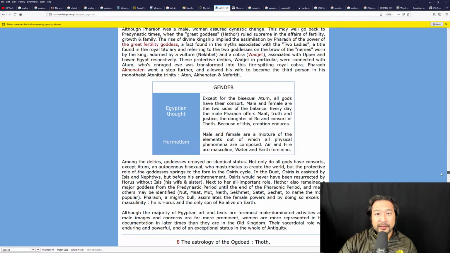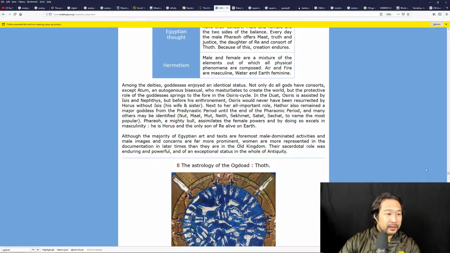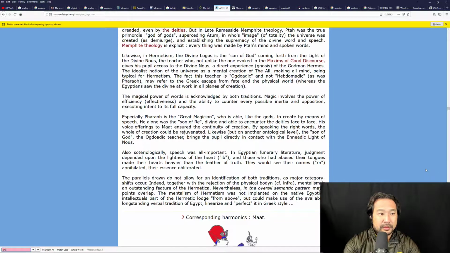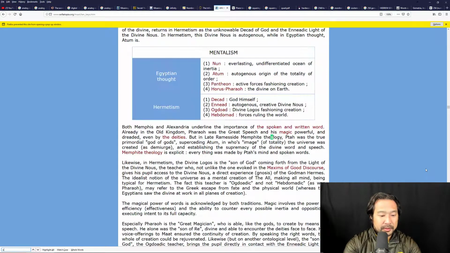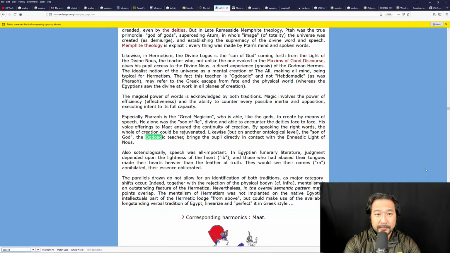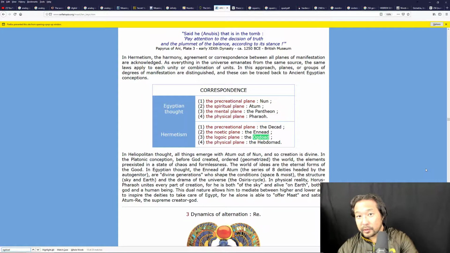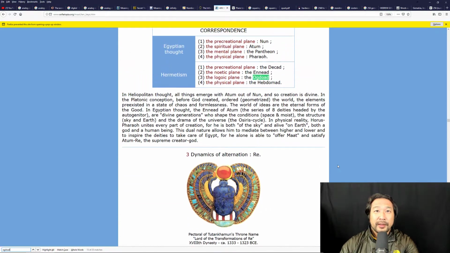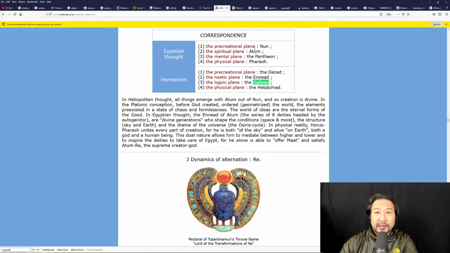Gosh, what is it? Let me see. The logoic plane. So, correspondence for Egyptian thought: the pre-creational plane is the Nun, and in Hermeticism is the Decad. The spiritual plane, Atum, corresponds to the noetic plane, the Ennead. The mental plane, the Pantheon, is similar to the logoic plane, the Ogdoad.